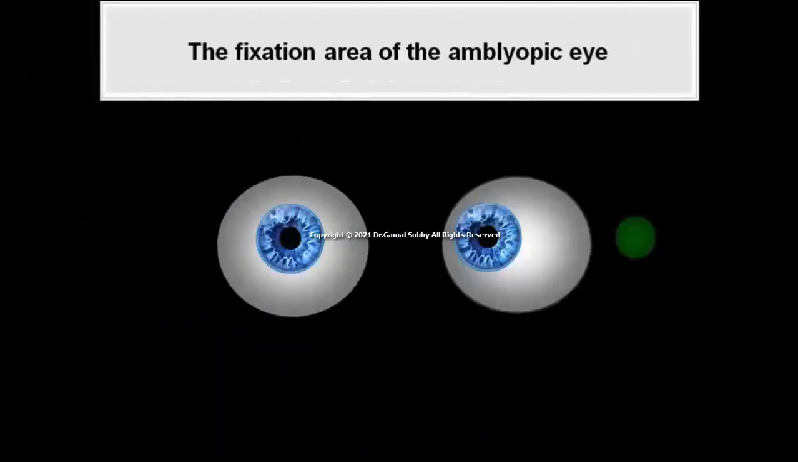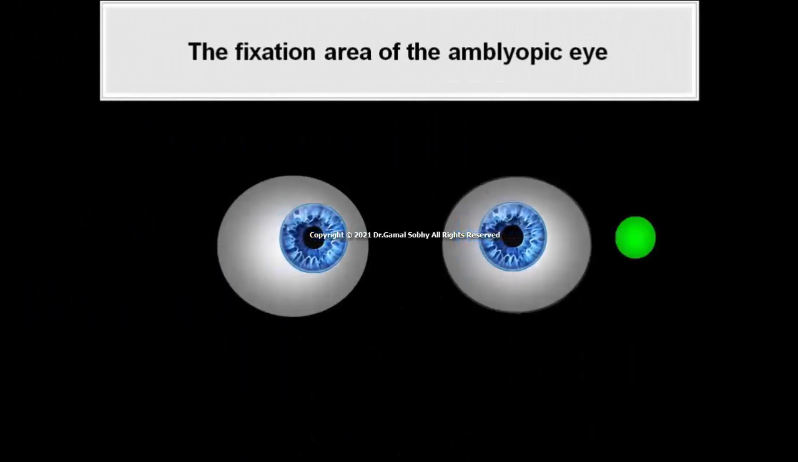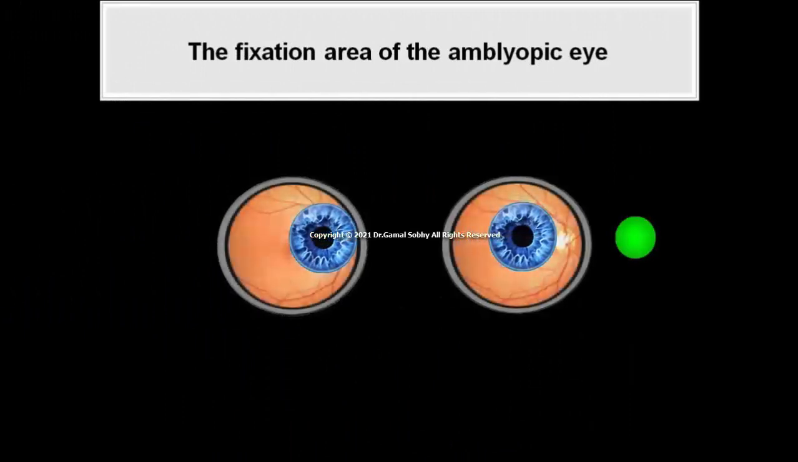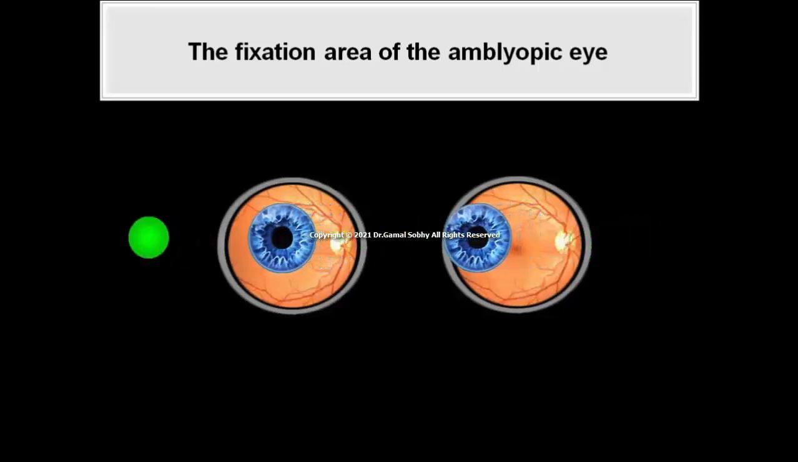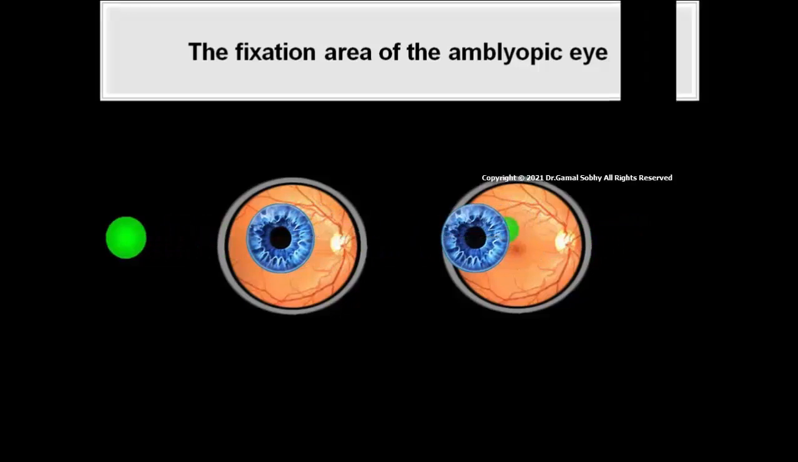The fixation area of an amblyopic eye may change with changes in the direction of gaze, usually in the sense that in esotropes fixation becomes more eccentric in abduction and less eccentric in adduction.